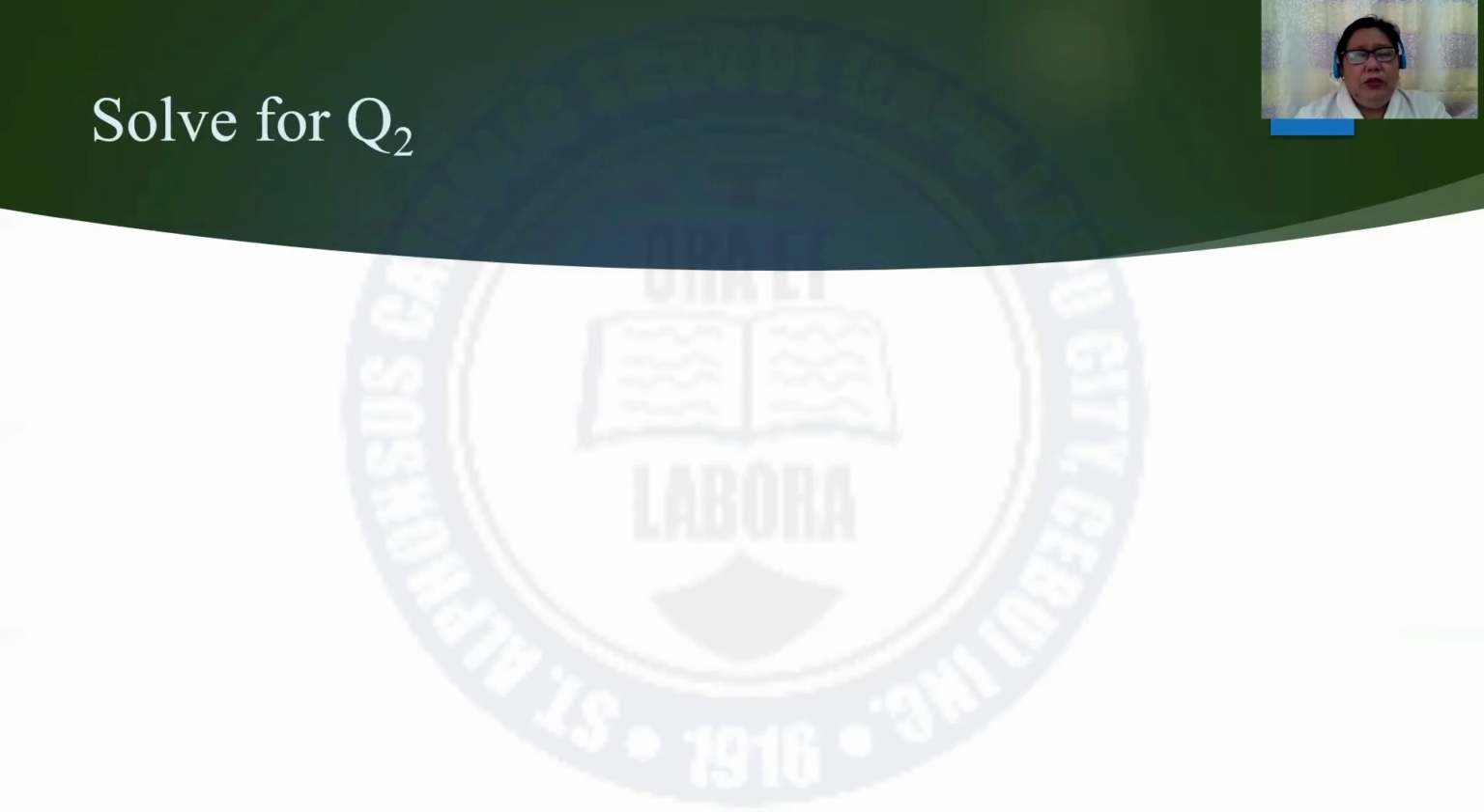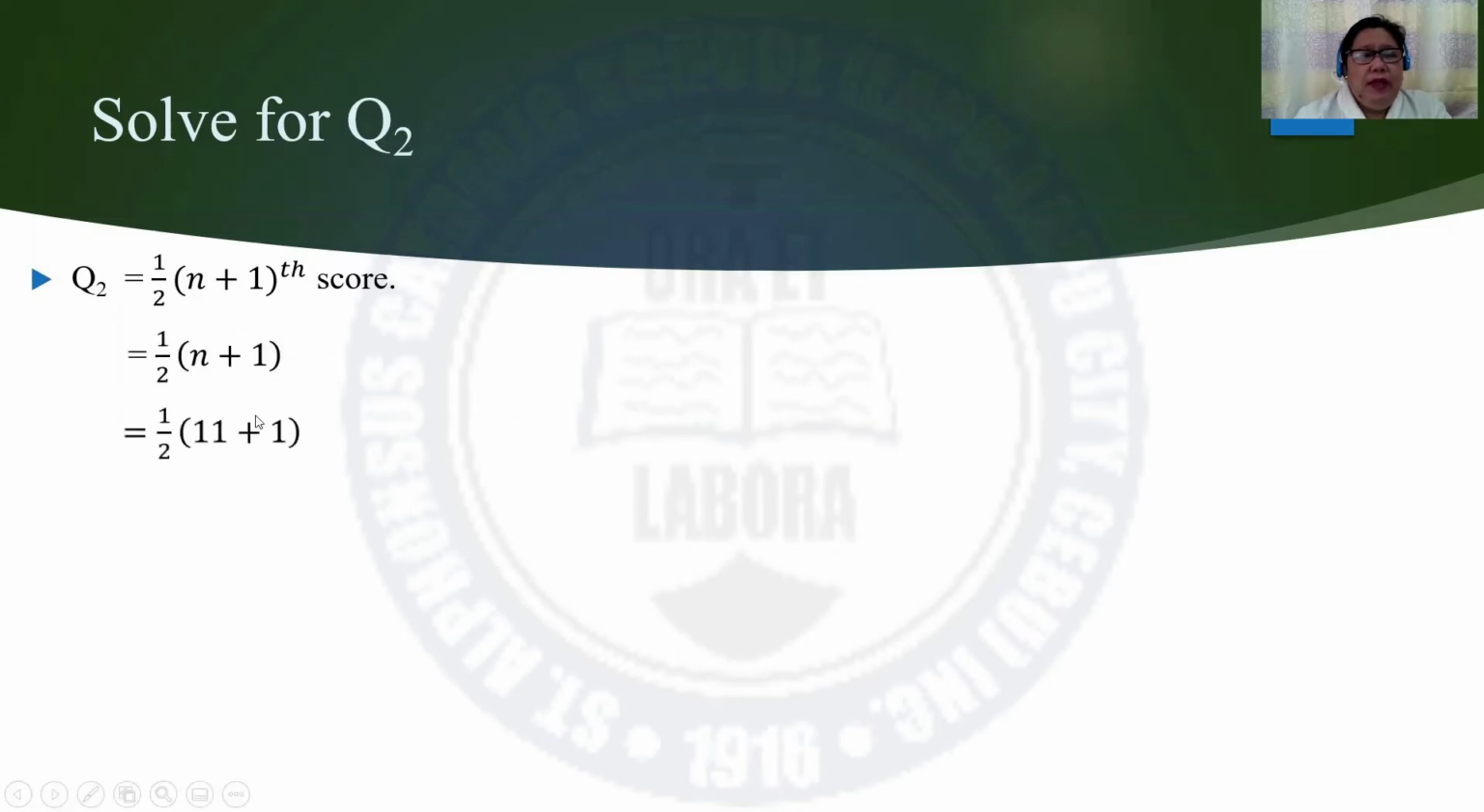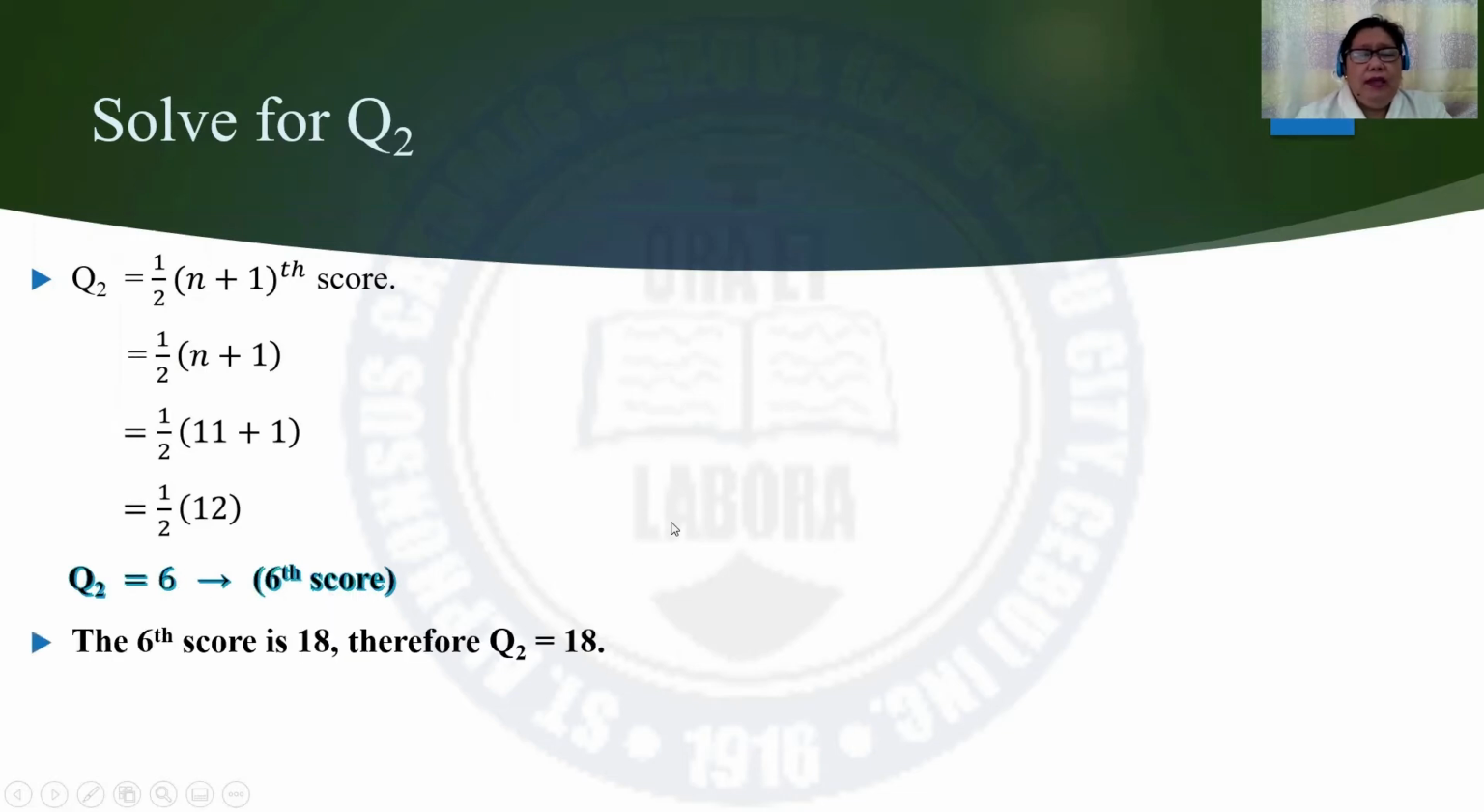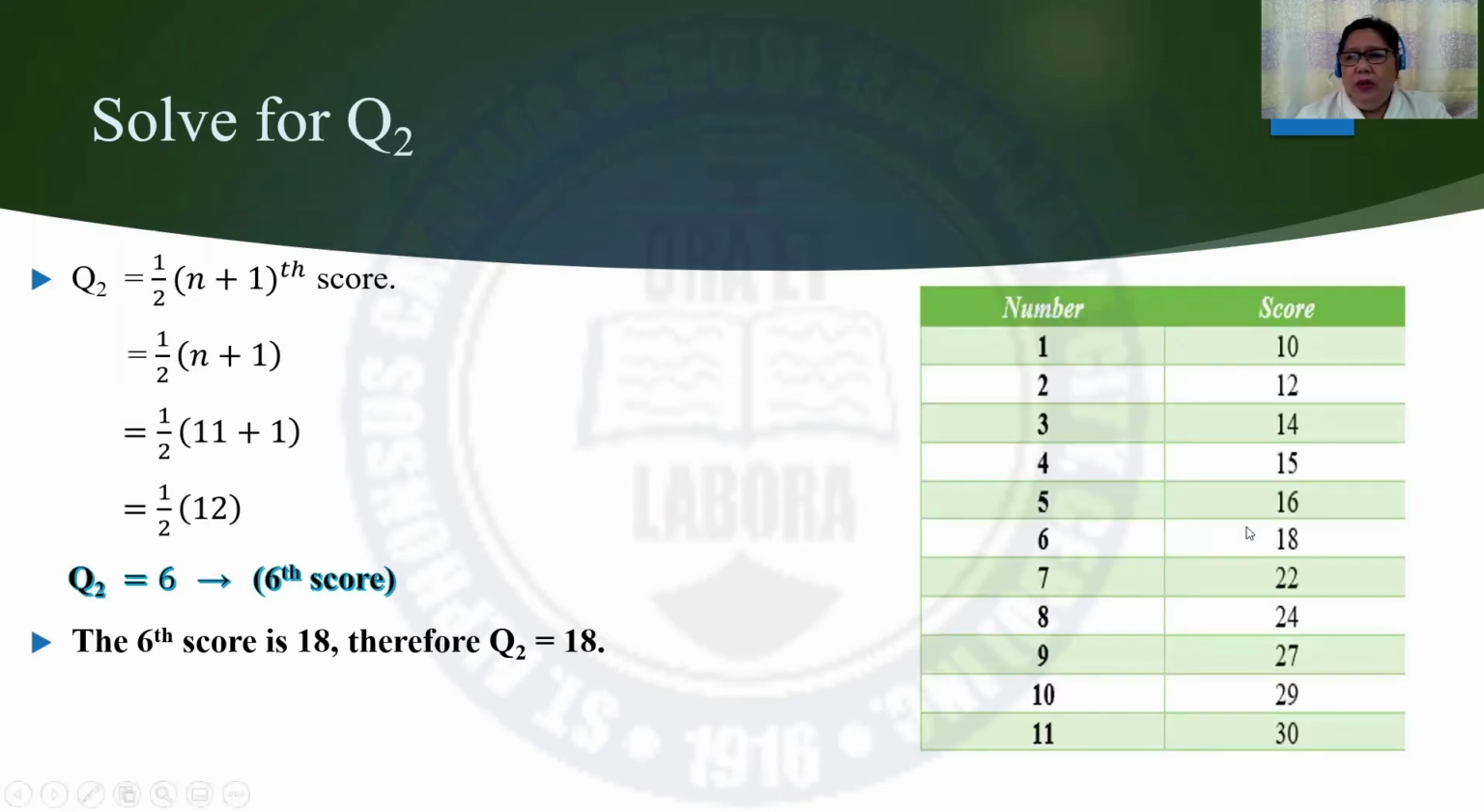Solving for Q2, we have Q2 is equal to 1/2 times the quantity n plus 1, then its th score. So 1/2 times n plus 1, then you have to substitute 11 to n, so n plus 1 is 12. And 1/2 of 12 is 6. So you will be looking for the 6th score. And the 6th score is 18. So here we have 18.